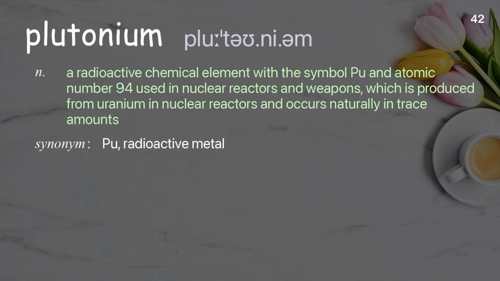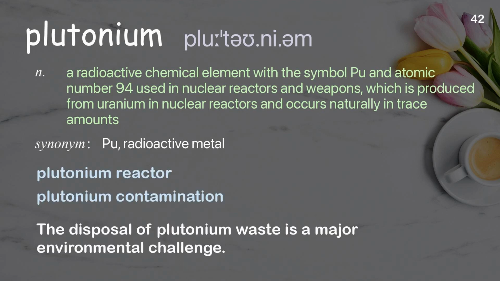Plutonium. A radioactive chemical element with the symbol Pu and atomic number 94 used in nuclear reactors and weapons, which is produced from uranium in nuclear reactors and occurs naturally in trace amounts. Examples: Plutonium reactor. Plutonium contamination. The disposal of plutonium waste is a major environmental challenge.